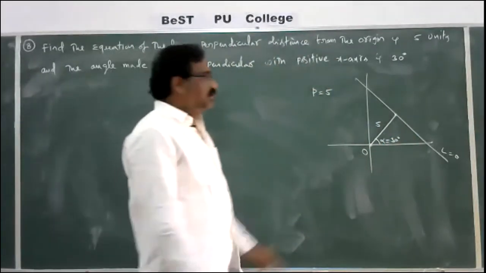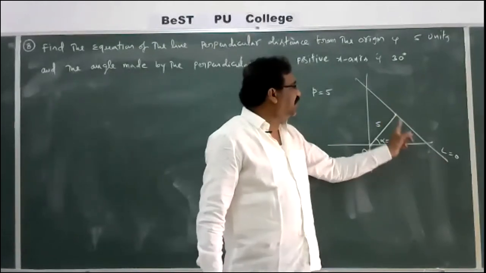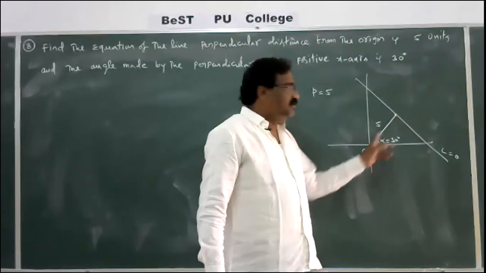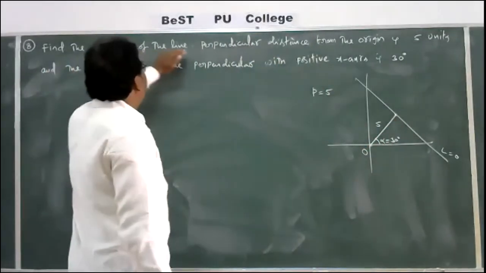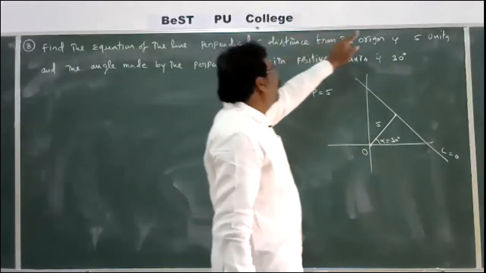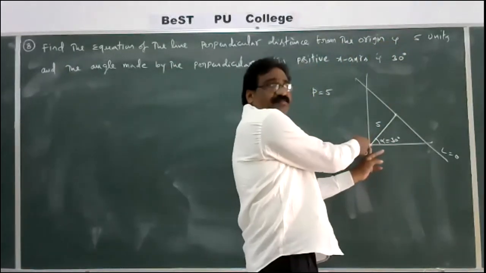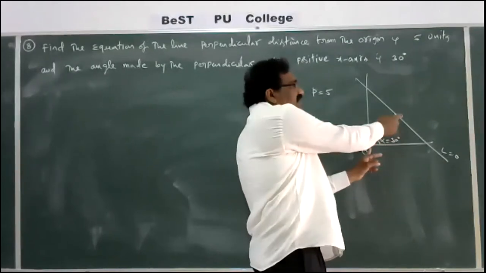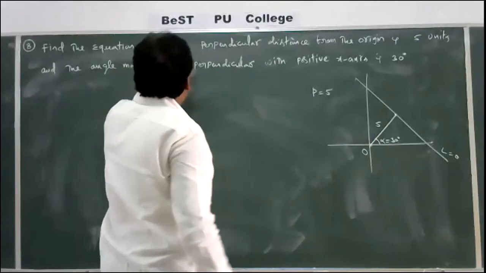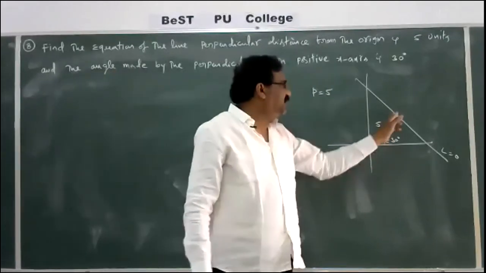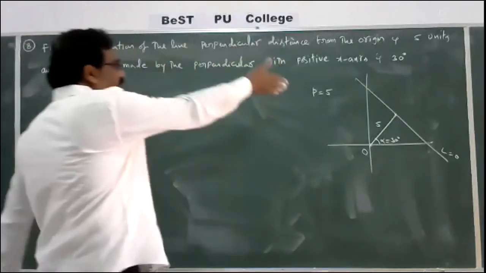This is the question. We require this line equation. The perpendicular of this line is this, making an angle alpha here. Observe this. The perpendicular distance from the origin to the required line is 5 units, and this perpendicular makes an angle of 30 degrees in the positive direction of the x-axis. You draw that figure.